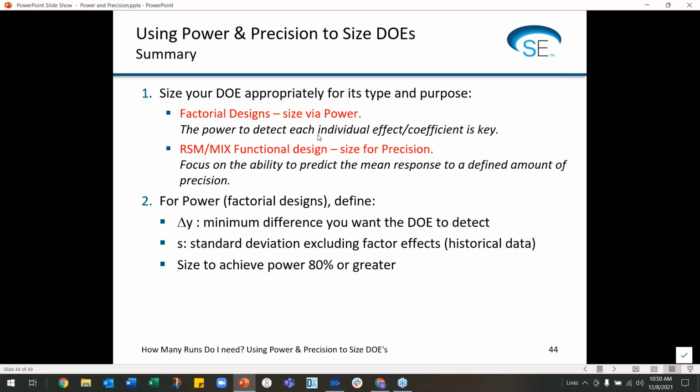Factorial design, size via power. RSM and mixture designs, size for precision. Focus on the ability to predict the mean response to a defined amount of precision. For power, you define that delta Y is the minimum difference you want the DOE to detect, or the minimum change in the response that you want the DOE to detect. You also need the standard deviation of the response, and then size to achieve a power of 80% or greater.